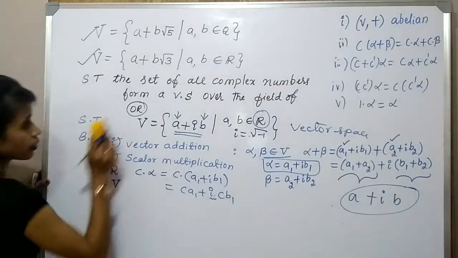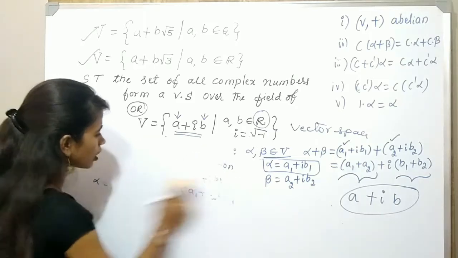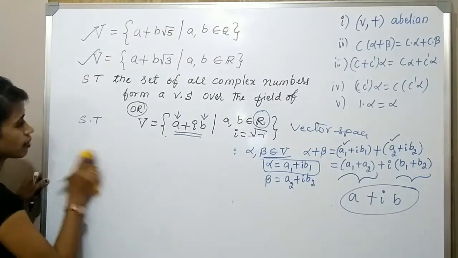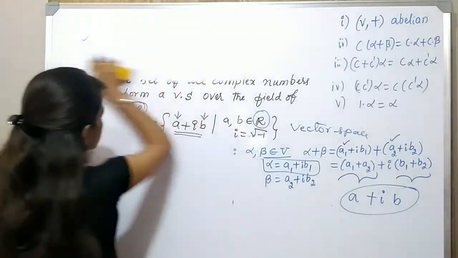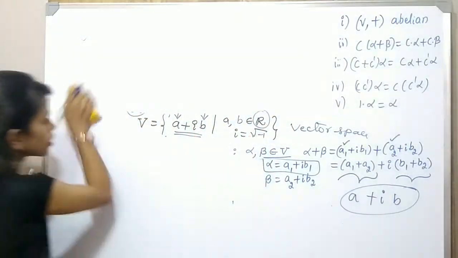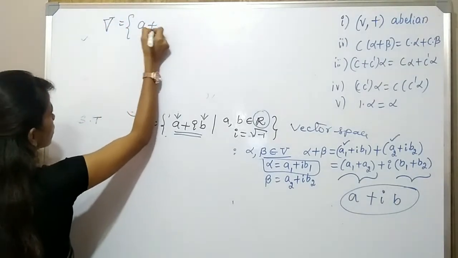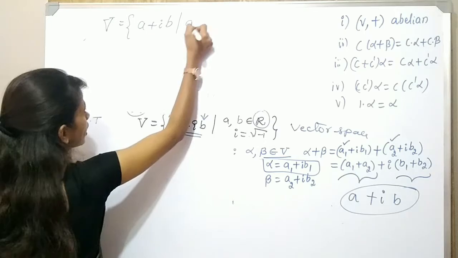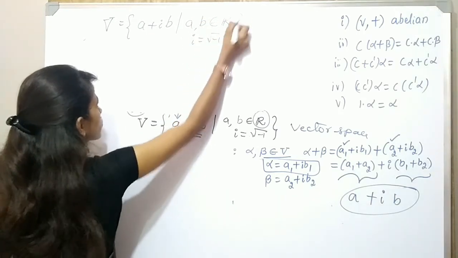So for that, let us show the first one. What is the first one? V comma plus must be an abelian group. Here I am taking the set a plus ib, where a, b belong to real numbers and i is equal to root of minus 1.